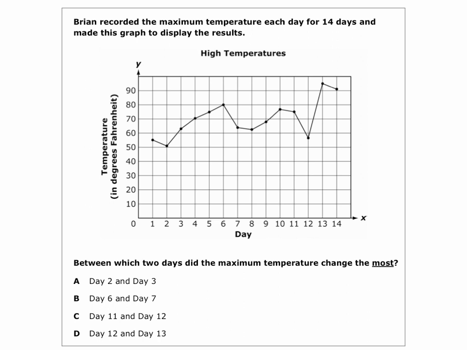This one doesn't specify, so we could either have a change in temperatures when temperatures dropped, or a change in temperatures when temperatures rose. If you notice, probably something that stuck out to you would be this section right here. Between days 12 and 13, the temperature rose the most. It almost seems like it went from like 57 to probably like 95, which is going to be a large jump.